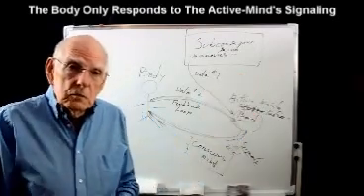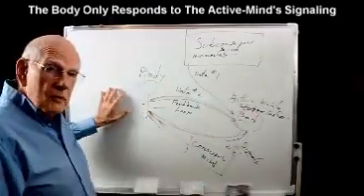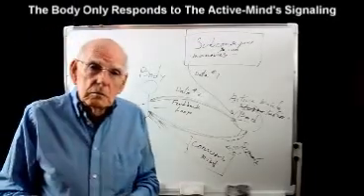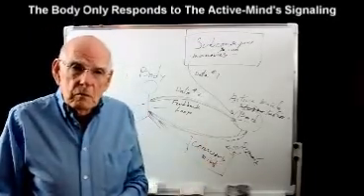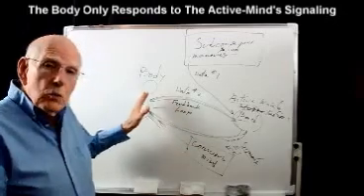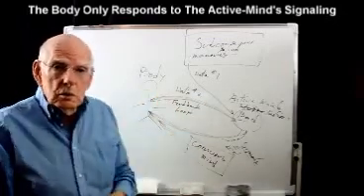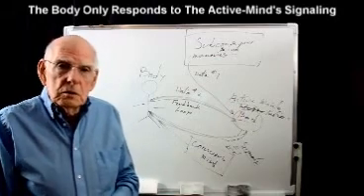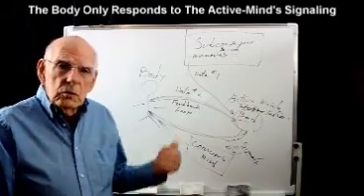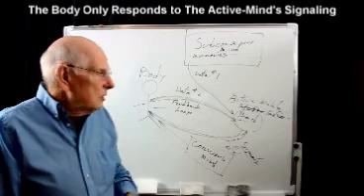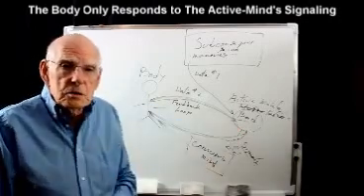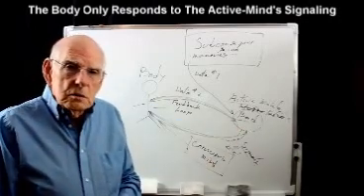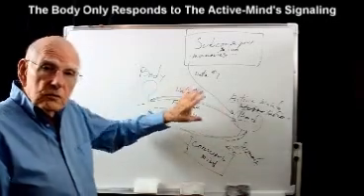Oh, by the way, what's in the outside environment? Everything. Why do we only see what we do in our world? Because we filter out so much. We never see what's outside of us. We only see what's inside of us, as signals from the active mind.